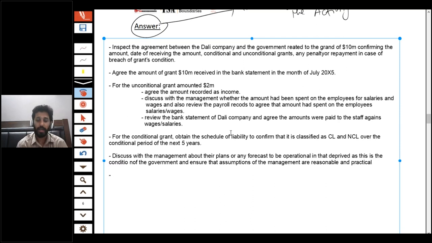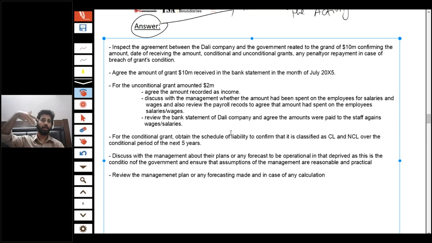And you should also, I'm now making it another point, you should also inspect their planning and forecasting, right? So for the reasonableness test, review the management plans or any forecasting made, and in case of any calculations, when the company is going to operate or start any project, it usually prepares the projected cash flow, the projected discount factor and the net present value. That's the beauty of the forecasting, and you can also simply recalculate it, right?